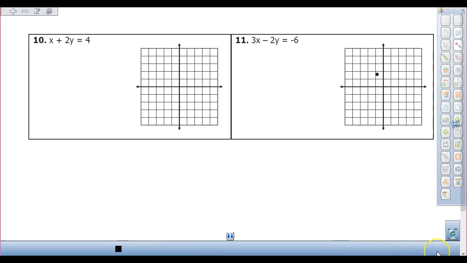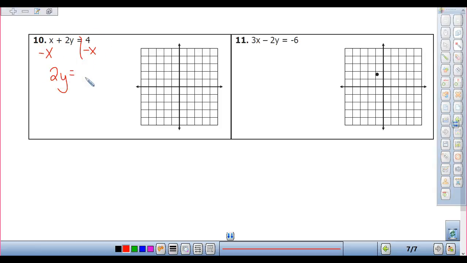Right? If you jump down to number 10, you notice that you have to do what we were just doing in our notes, right? You got to get these, solve them for y. So what do I move first in 10? Minus x, yep. So 2y equals negative x plus 4. Now what? Divide everything by 2.